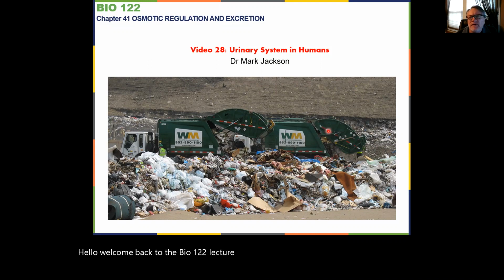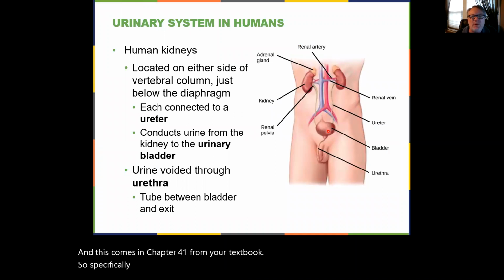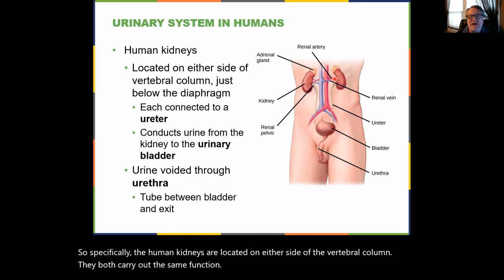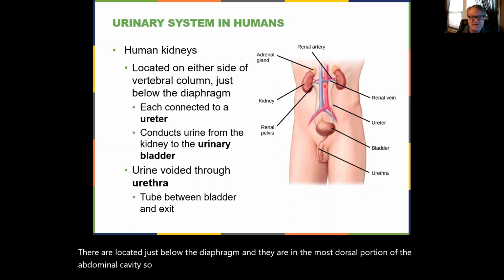This is video number 28 on the urinary system in the human, and this comes from chapter 41 from your textbook. So specifically, the human kidneys are located on either side of the vertebral column. They both carry out the same function. They're located just below the diaphragm, and they are in the most dorsal portion of the abdominal cavity. So they're behind the intestines.